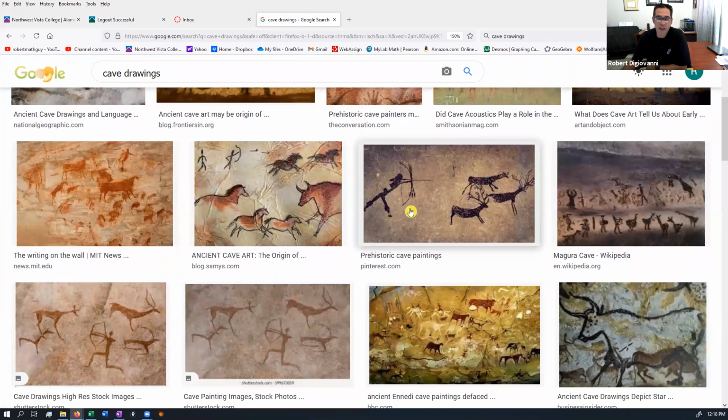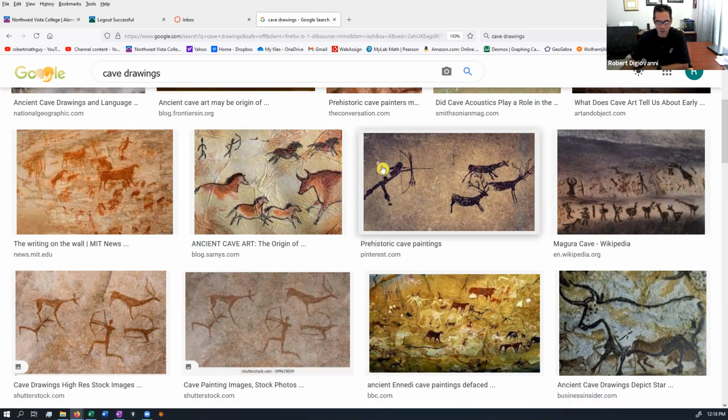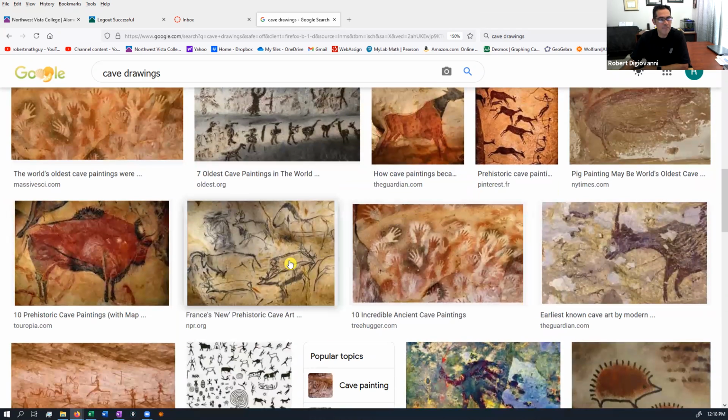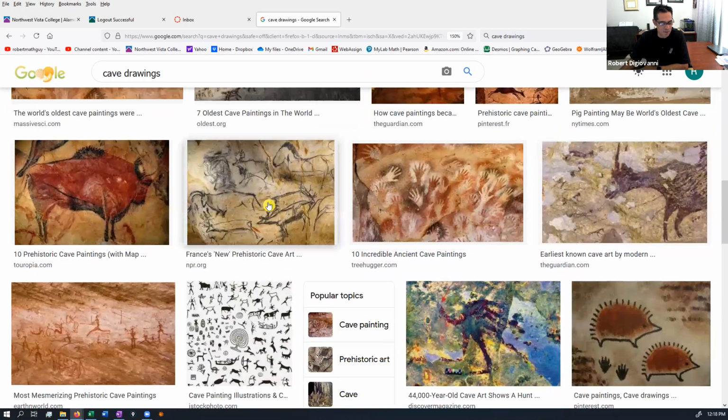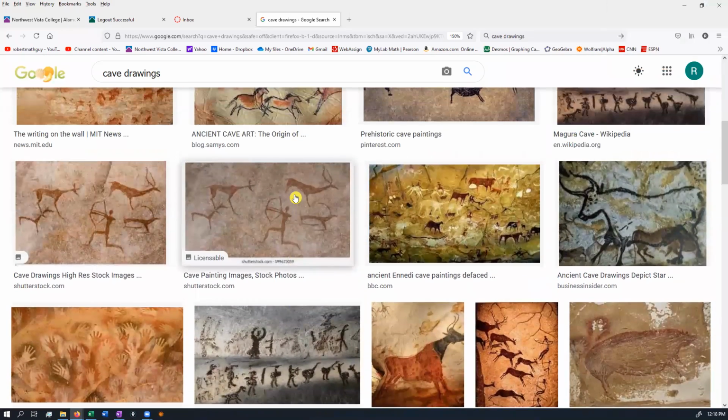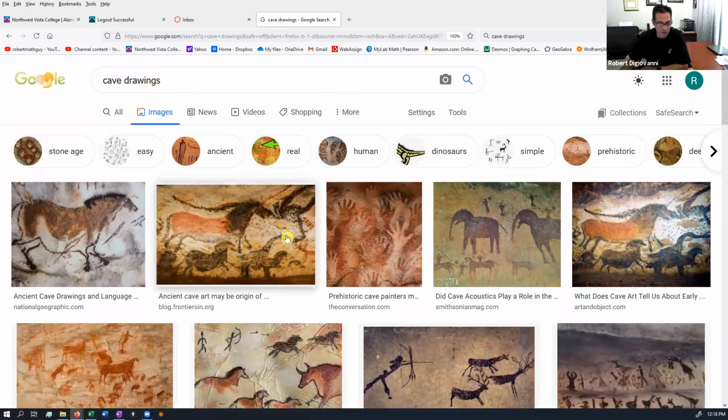So when we look at cave drawings, would it be rude of me to say that looks like elementary school kids drawing? I mean, it's not quite stick figures, but it's pretty generic, wouldn't you say? No one here is going to be considered an artist by today's standards. Would you agree? Yeah, I mean, they're nice, but these are pretty basic drawings.